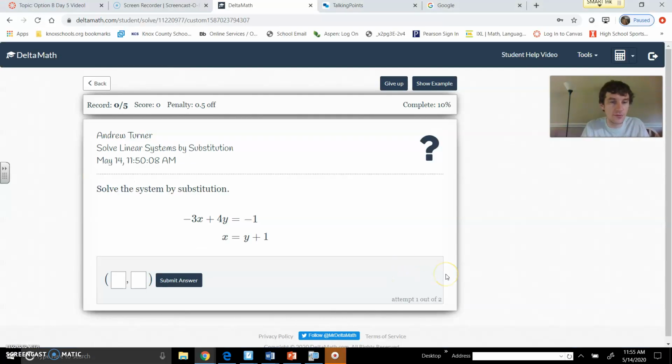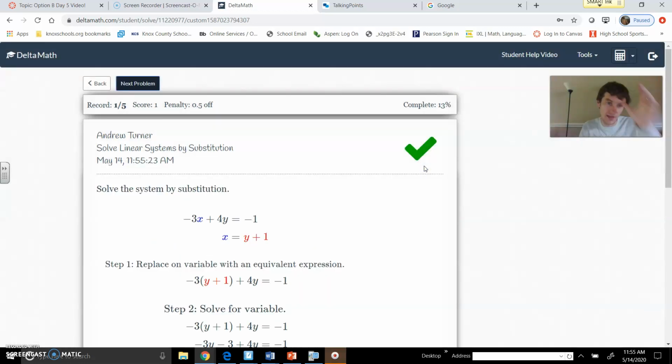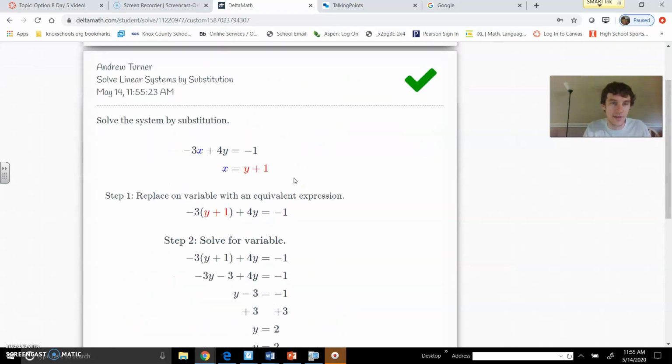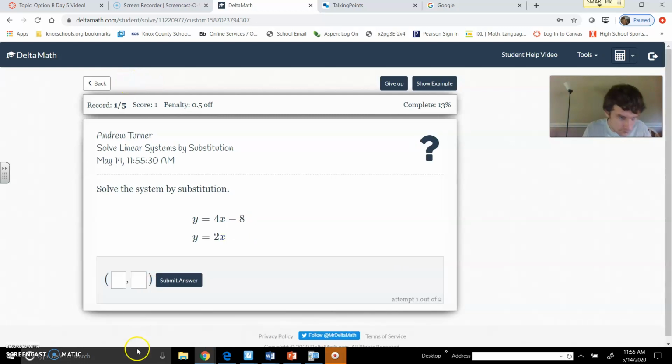And I'm going to do 3 in the first one and 2 in the second one. And let's see what we got. And that one is correct. And then it's going to show you those same steps that I just explained. Let's try another one. So I'm going to do the same thing. I'm going to take a picture of it.